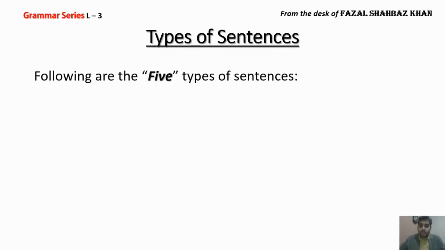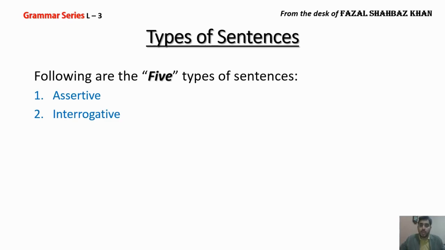As you can see, there are only 5 types of sentences found in English grammar, or in any language. The first is assertive. Now the way to pronounce it is not "assertive" but assertive. The second is interrogative. In our society people normally pronounce it incorrectly, but that's not the case really. That's how it must be pronounced.